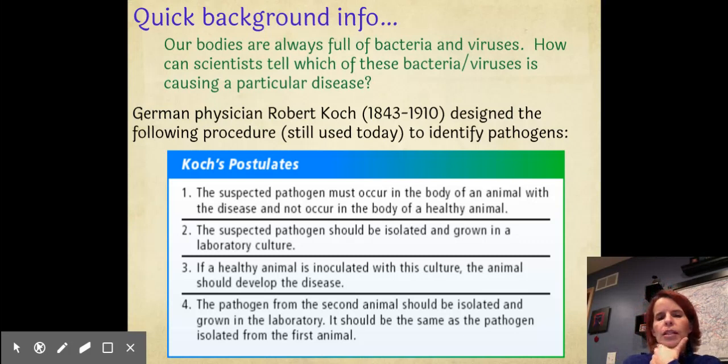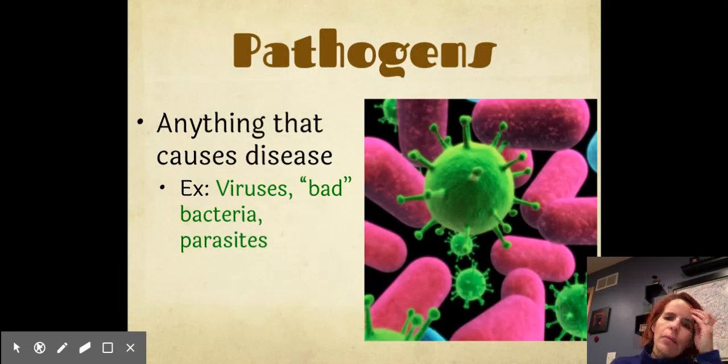Number three, if a healthy animal is inoculated with this culture, that means you scoop it out of the petri dish, put it in an injection and inject it into the animal, the animal that was healthy should now develop the disease. And then number four, the pathogen from the second animal, who was originally healthy and then you gave it the shot, should be isolated and grown in the laboratory. It should be the same as the pathogen from the first animal. And then you know you probably have the right pathogen. Wow, that's easier said than done. It's pretty tricky stuff.